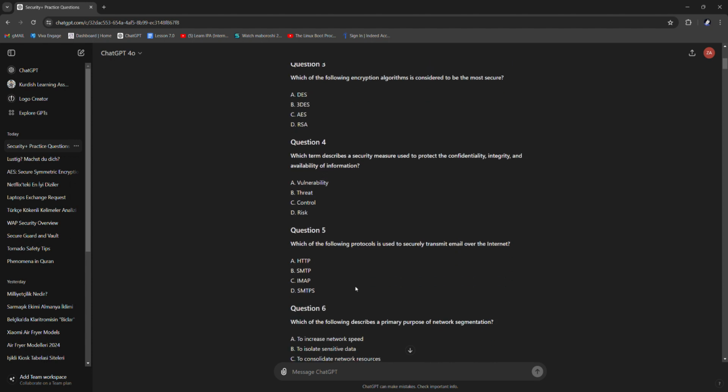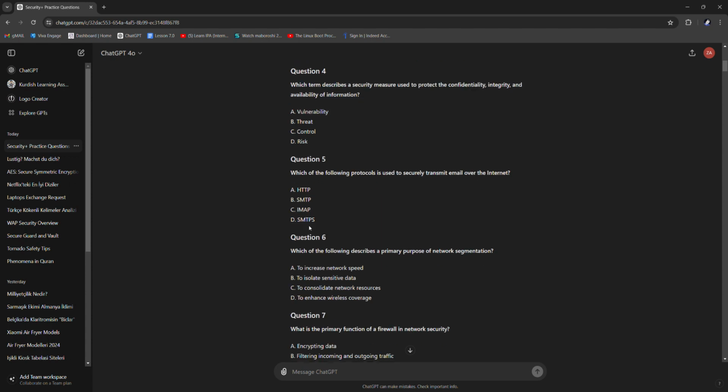Which of the following protocols is used to securely transmit email over the internet? Here you have to be careful about what they are asking. Securely email over the internet, so it's going to be SMTP, but you want the secure one, SMTPS, so it's going to be option D.